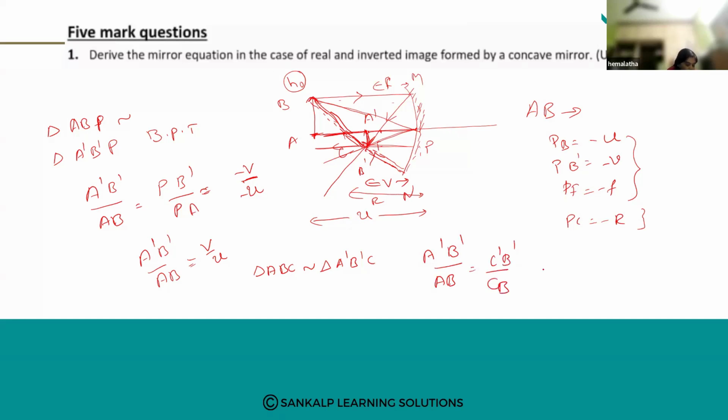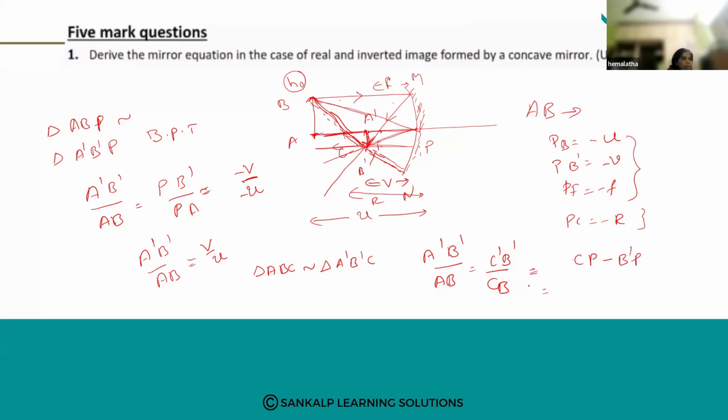Correct or not? Again, how much is it? Now we need the distance C dash B dash. So CB, this total, is what? C dash B dash can be written as CP minus B dash P. Correct? So CP minus B dash P.